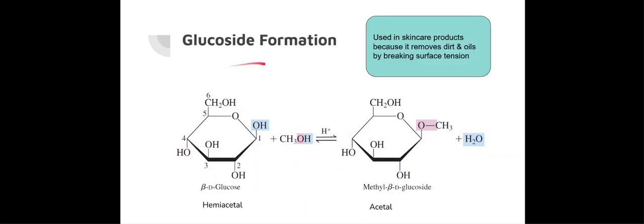And that becomes important because beta D-glucose acts as a hemiacetal. So this is a beta D. This highest carbon is above the plane, so it's a D-glucose.